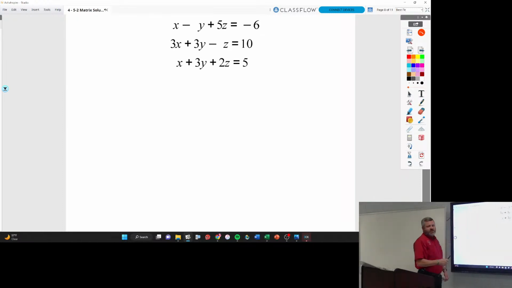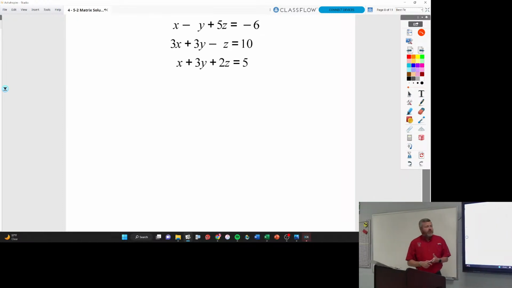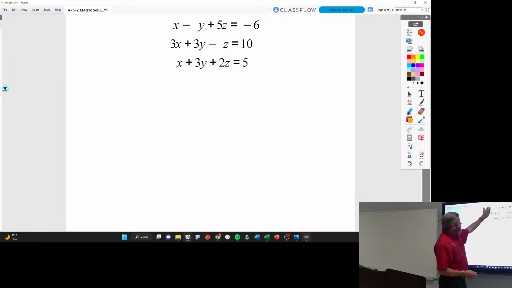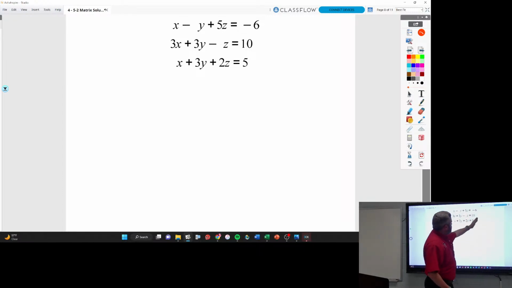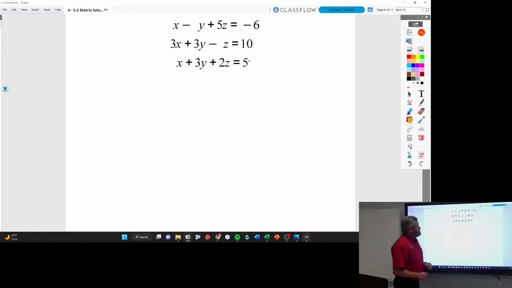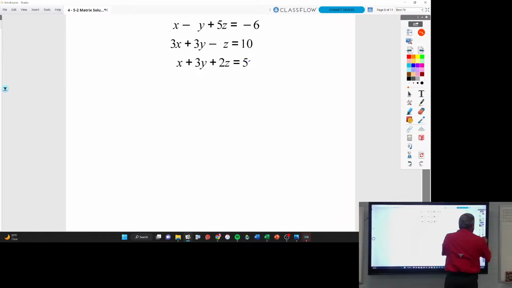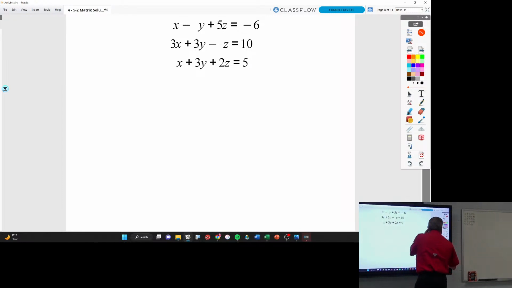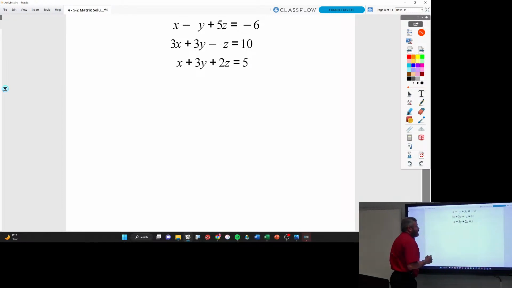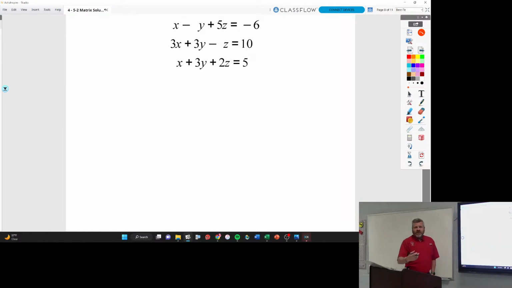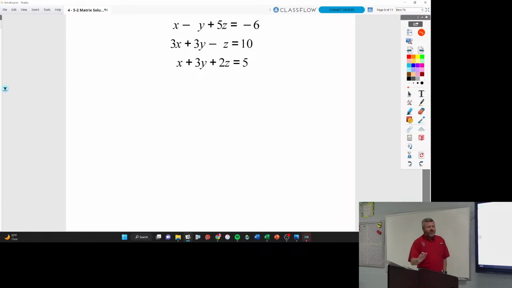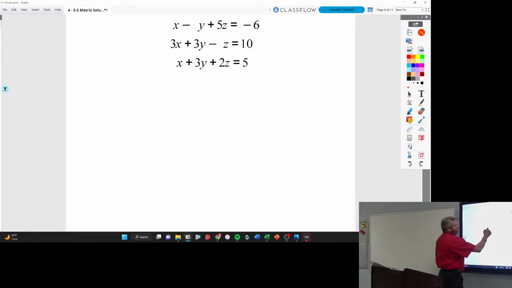First of all, we have to make sure, are my variables lined up? Yes, I have a column of x's, I have a column of y's, I have a column of z's, my equal signs are all lined up, and my solutions are all lined up. So we're good to go there. Now that it's lined up and ready to go, we'll start putting this together. We'll start by writing the coefficient matrix. And again, coefficient matrix means let's ignore the variables, ignore the equal sign, and let's make this matrix.